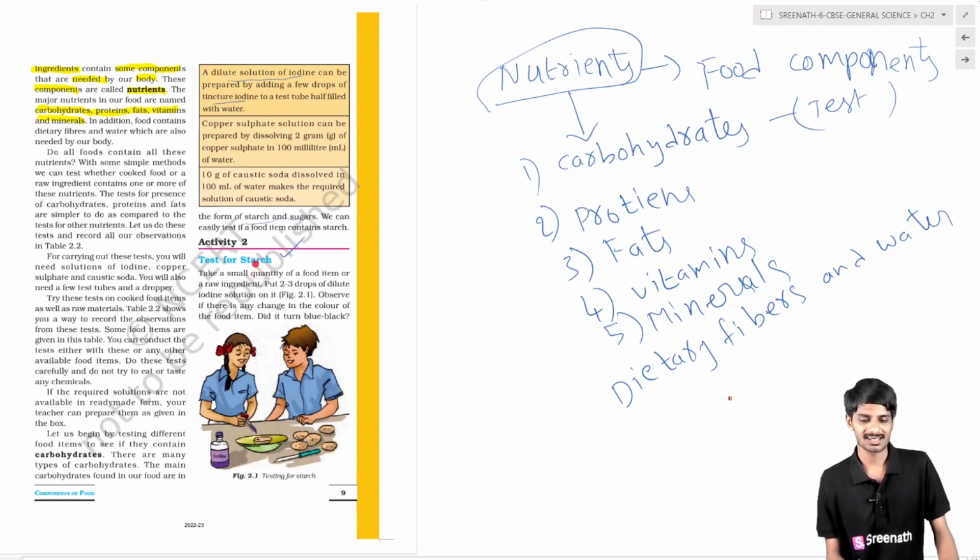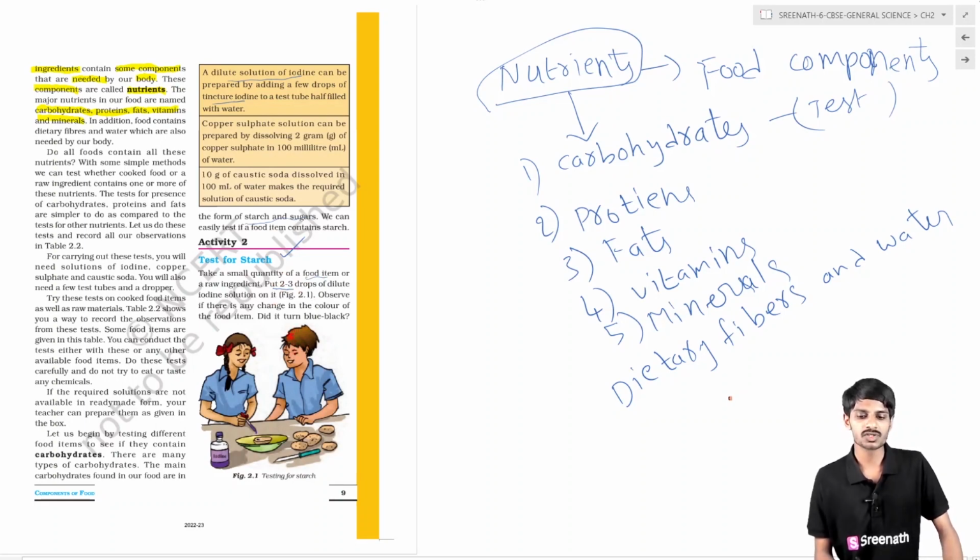Now we will start our test. Test for starch. How will we check for starch? Take a small quantity of the food item or raw ingredient and put 2 to 3 drops of dilute iodine solution. What is the solution? Dilute iodine solution. How is it prepared? It is in the first box. So prepare the dilute iodine solution in this way and add 2 or 3 drops to the food.